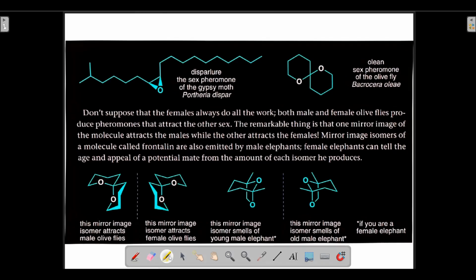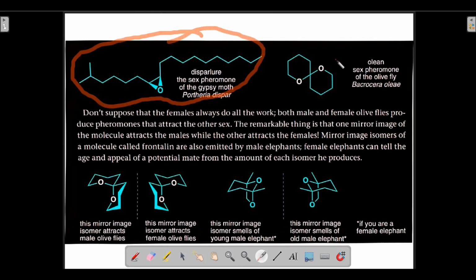This we had learnt in the previous lecture. This particular structure we had already learnt, so there is no need to look at it now. We will look at this particular structure now. This is olean, the sex pheromone of the olive fly.